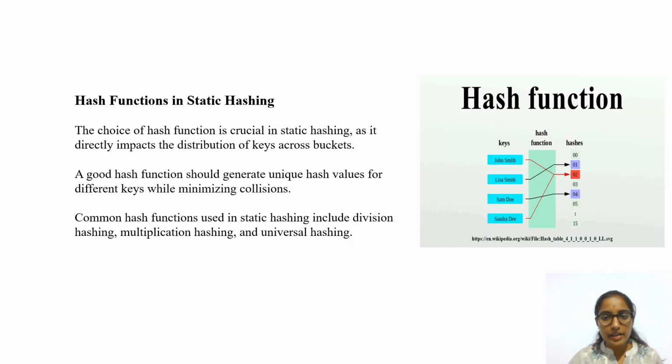Hash functions in static hashing. A hash function is a mathematical function that converts any digital data into an output string with a fixed number of characters. Hashing is a one-way act of converting the data, called a message, into the output, called the hash. Common hash functions used in static hashing include division hashing, multiplication hashing, and universal hashing. A good hash function should generate unique values for different keys while minimizing collisions. The choice of hash function is crucial in static hashing as it directly impacts the distribution of keys across buckets.